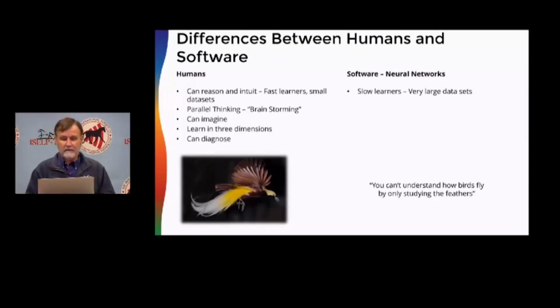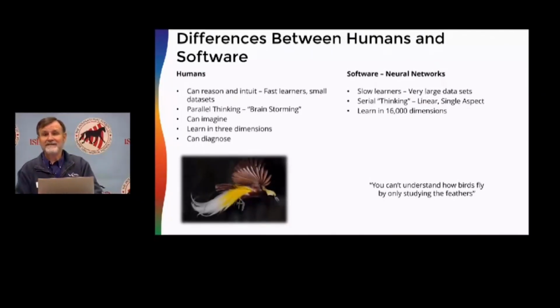Software, on the other hand, is a very slow learner, requires huge data sets. So you only need to see one cat and one dog to know what a cat and a dog was. A computer needs tens or hundreds of thousands of black cats and orange cats and black cats sitting and black cats jumping. And so you have to have these huge curated data sets for them to work. And computers think in parallel lines. Now they can think very, very fast, but they're very linear in how they think.